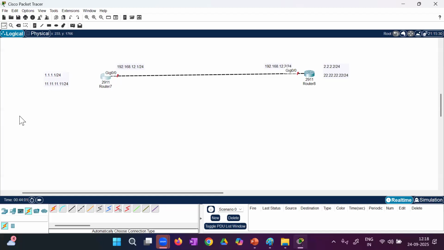So for router one, you can consider that this is router one, and this is router two. Both these routers are part of a common area, that is Area 1. This side, this time, Area 1 it is.